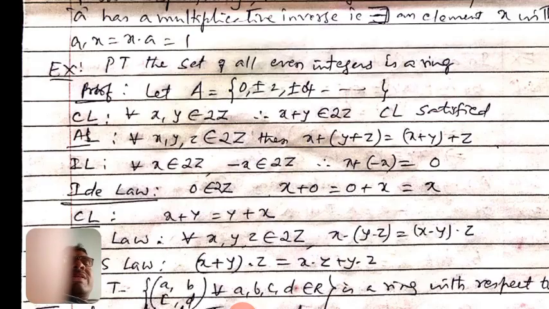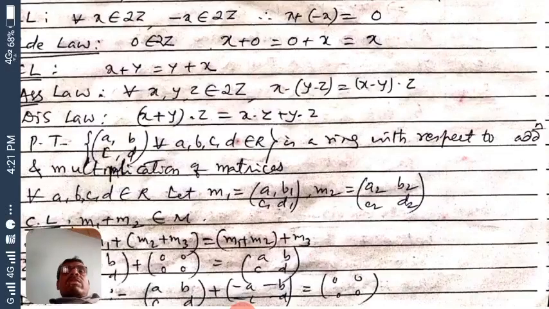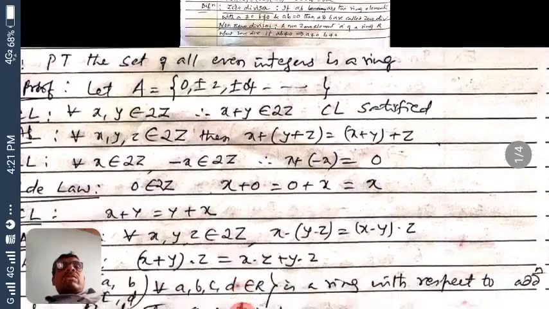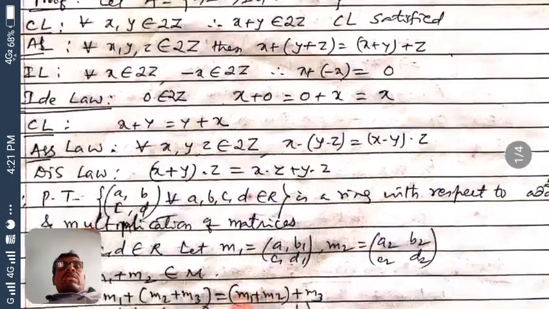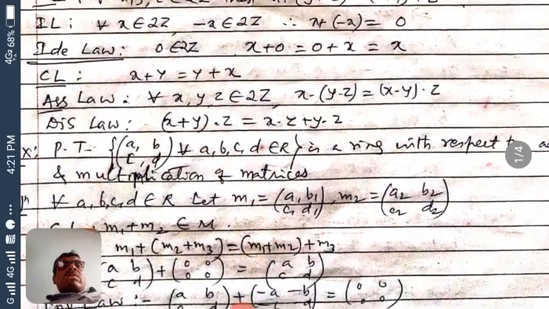And the fourth law is the inverse law. The fifth law is commutative law. x plus y is equal to y plus x for all x, y belongs to 2Z. Thus all 5 axioms hold, hence it is an abelian group under addition.